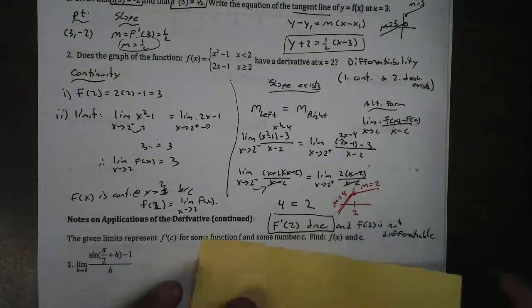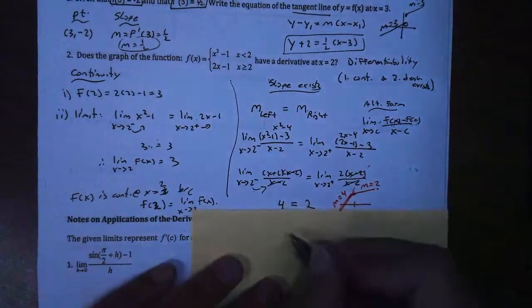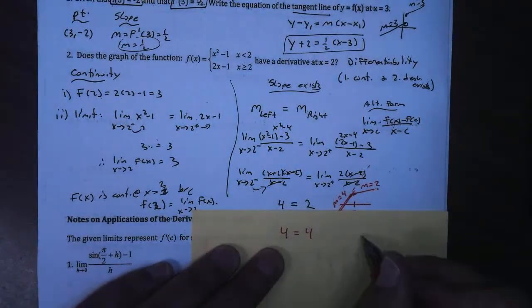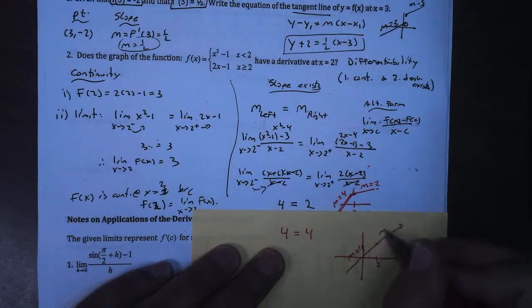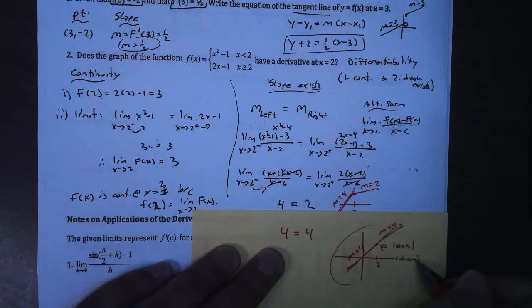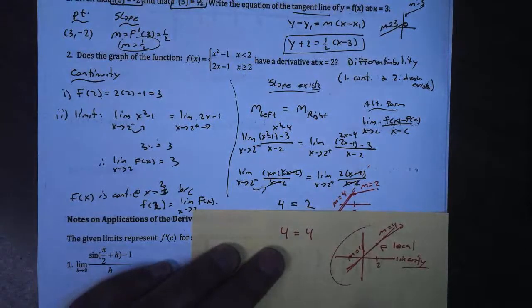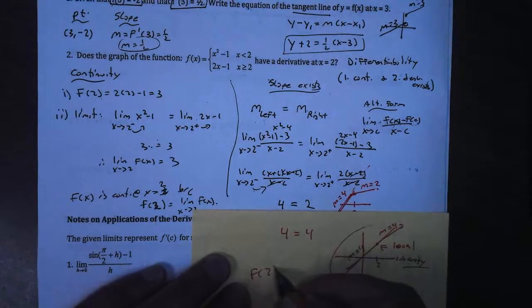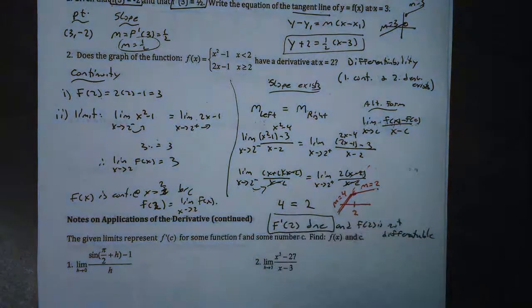Now, let's say instead of 4 equals 2, let's say we got 4 equal to 4. Well, what would this mean? Well, at x equals 2, the slope coming in is 4, and the slope going out is 4. This becomes a straight line. Therefore, we have that local linearity right there. Easy peasy. So this one, we would say f prime of 2 does exist. Matter of fact, we would say f prime of 2 would equal 4 in this case. Over here, it does not equal anything.